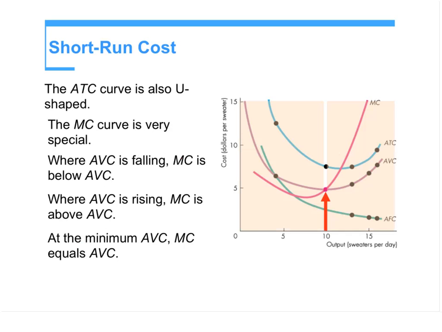The average total cost curve is also U-shaped. And the marginal cost curve is very special. Where average variable cost is falling, marginal cost is below average variable cost. Where average variable cost is rising, marginal cost is above average variable cost. And at the minimum of average variable cost, marginal cost equals average variable cost. Okay? So these are all different concepts and charts at the same time.